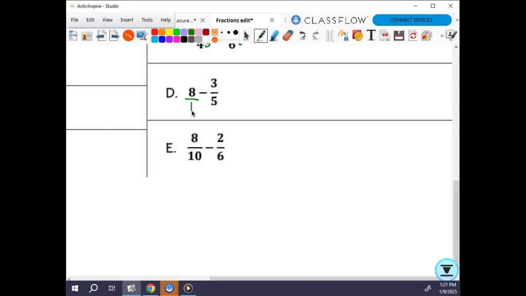Now that I've done that, what is my common denominator going to be? 5. So that means I need to multiply this by 5 over 5. So this is going to give me 40 over 5 minus 3 over 5. And that gives me 37 over 5. How many times does 5 go into 37? 7. So we got 7 with 2 left over.